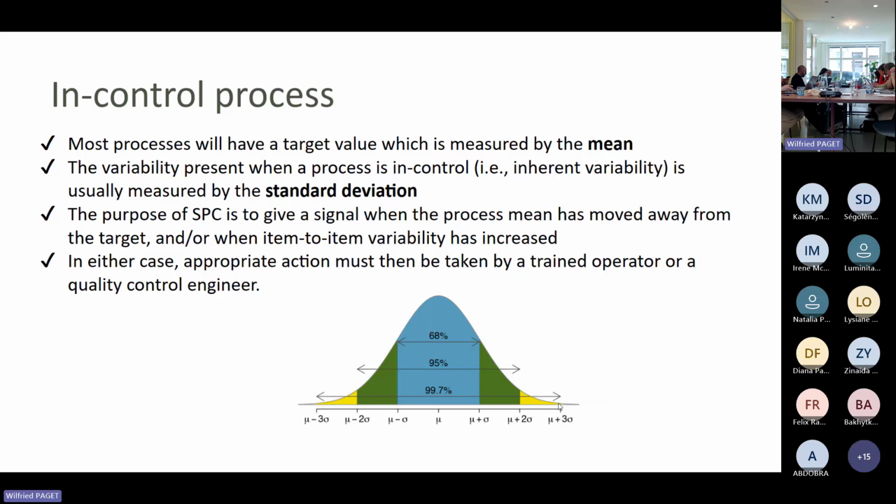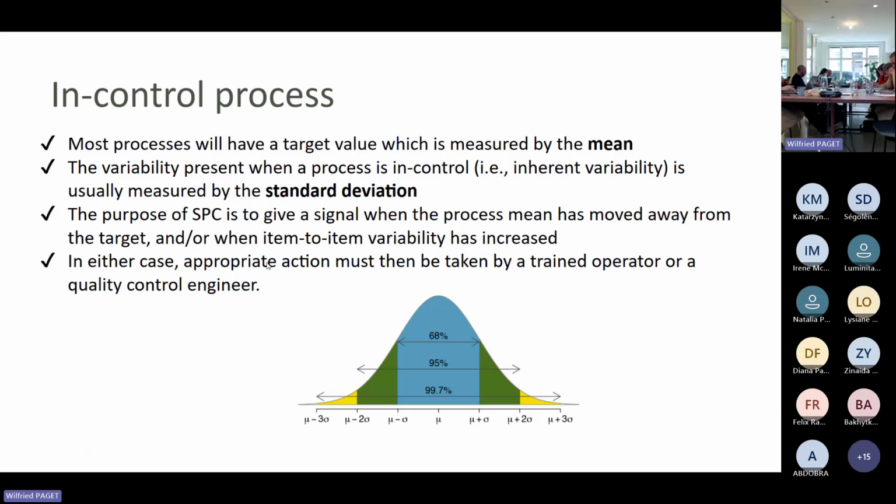Of course, if one data point goes up to the right side, higher than the mean plus 3 standard deviations, we can imagine that this point can be suspicious. The same for the left side. So we can use these properties of the normal distribution to check if the process is in control.